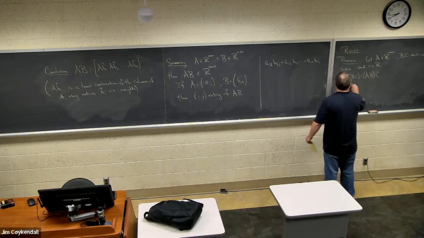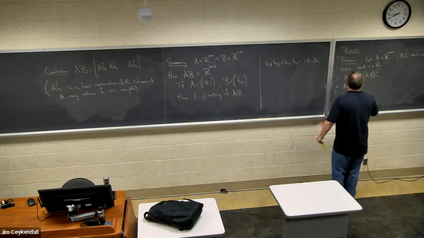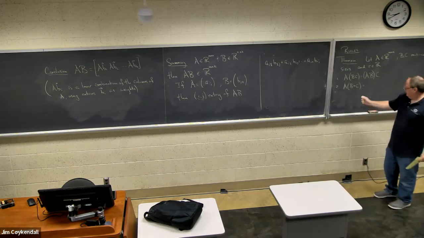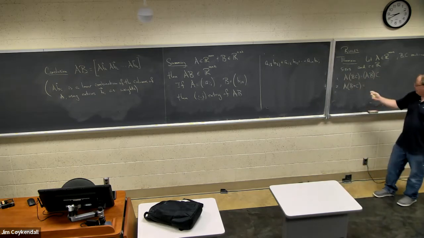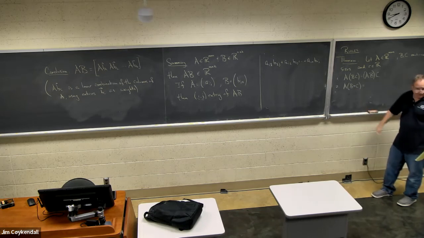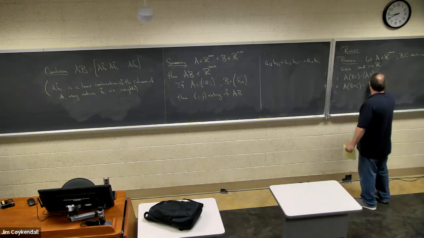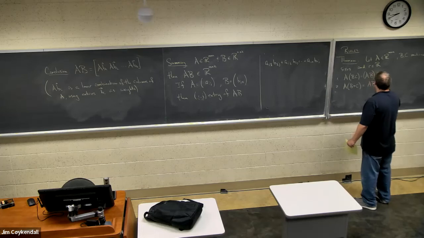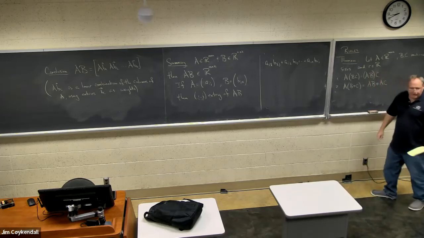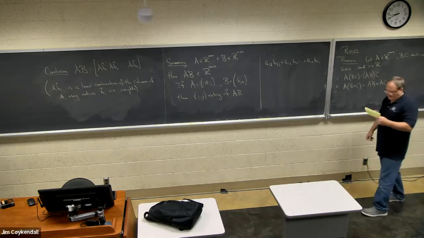A(B+C) equals AB plus AC. Notice the appropriate size here, all this means two things. Both B and C have the same number of rows as A has columns, and B and C have to be of the same size. We're going to be able to add them up. So I've got that rule going for me.